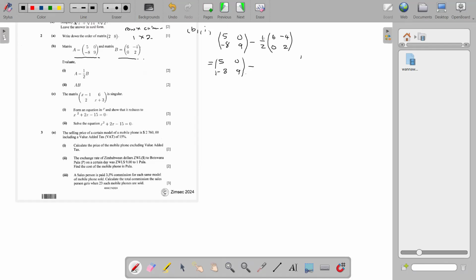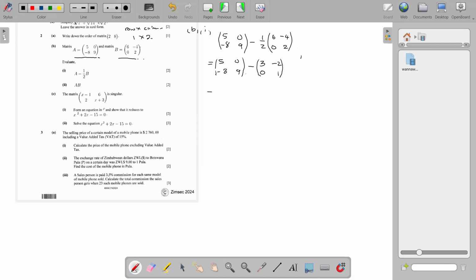minus, then the half multiplied by the 6. The half outside here acts as a scalar. It's going to multiply everything in the matrix. So half of 6, we are going to get 3. Then here we get 0. Half of 0 is 0. Half of negative 4 is negative 2. Then half of 2 is 1.